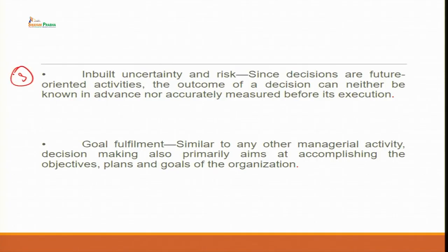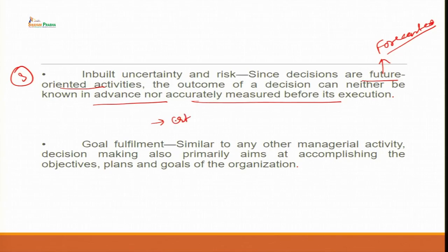The third is inbuilt uncertainty and risk. Since decisions are future oriented activities, they are primarily based on estimated forecasts that the organizational managers make. The outcome of a decision can neither be known in advance nor accurately measured before its execution, but only when it finally comes out as an outcome. So, understandably all decisions are characterized by a certain degree of uncertainty and risk. This is important to know here.